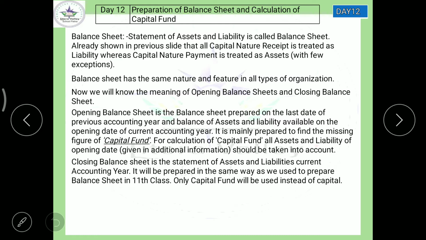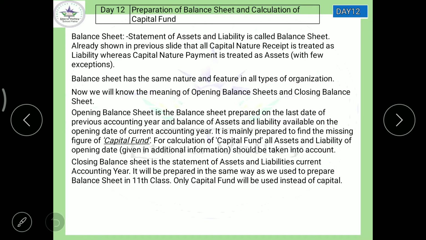Today we are going to study how a balance sheet and the calculation of capital fund will be done. A balance sheet is not new for you, as you are aware of that. You know how a balance sheet is prepared. A balance sheet is a statement of assets and liabilities, and it is a position statement. It tells about the position of assets and liabilities.